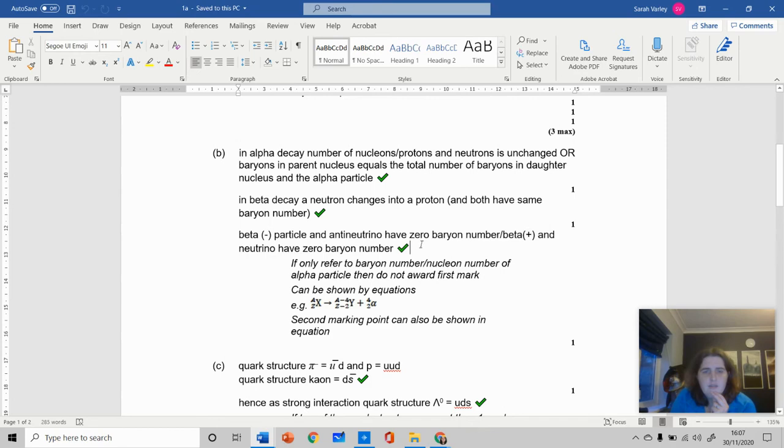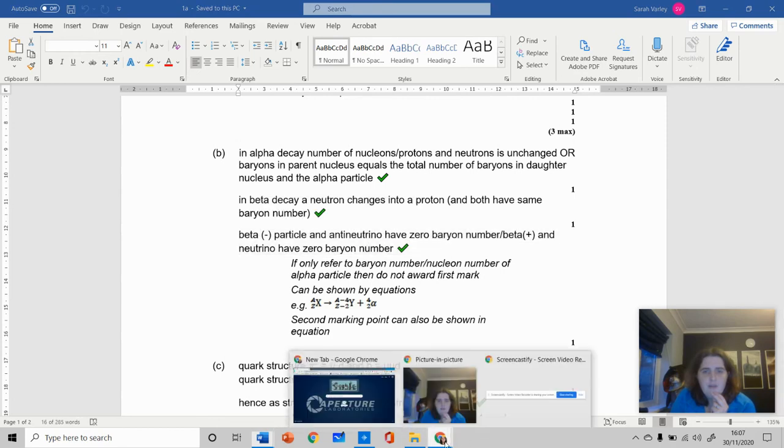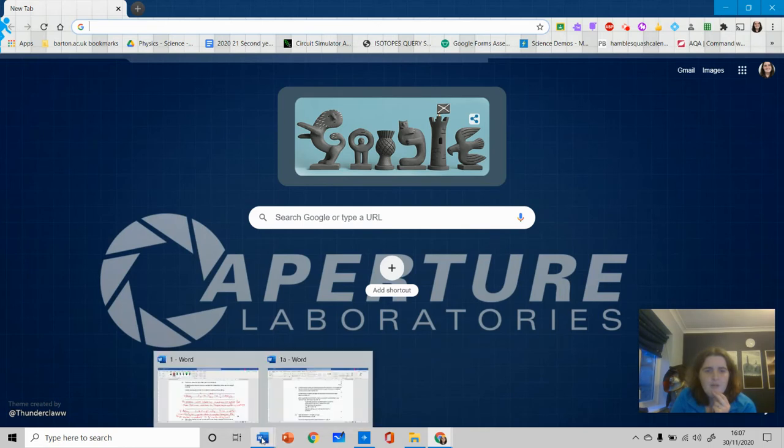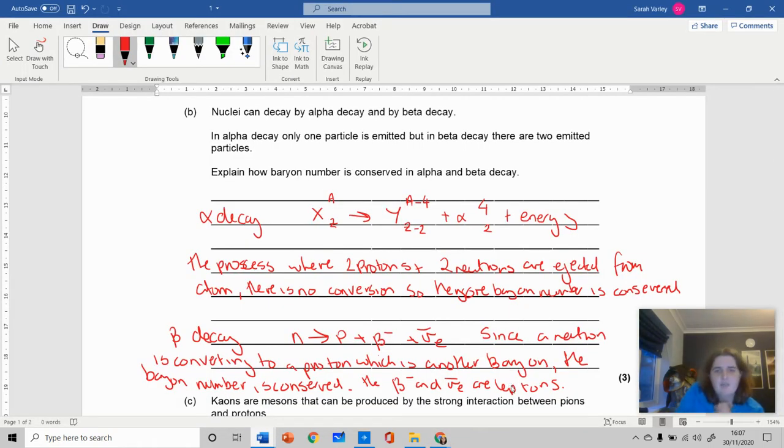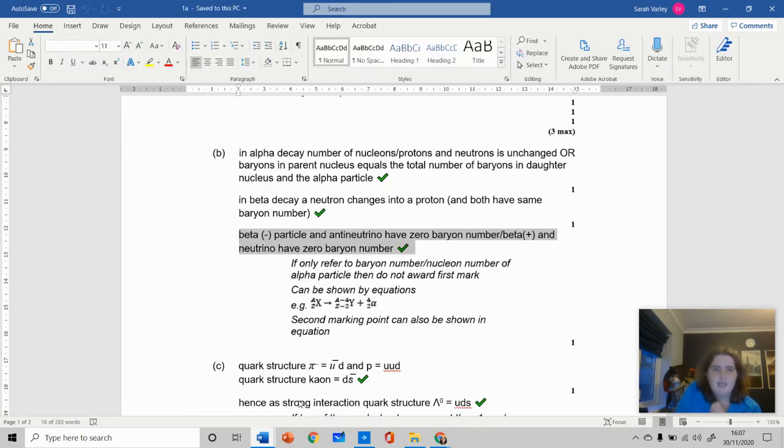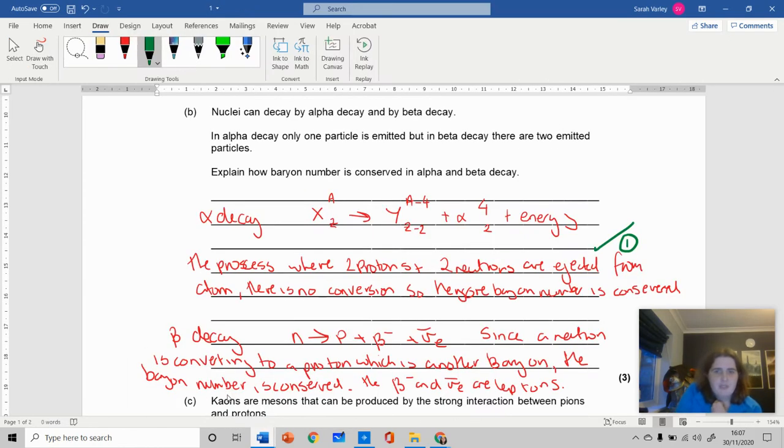Beta particle, neutron have 0 baryon number here. So have a look at my answers here. You see that I've mentioned this process where 2 protons are ejected. There is no conversion, therefore the baryon number is conserved. That will give me a mark, because I've mentioned, if we look at the mark scheme here, that in alpha decay the number is unchanged, or the total number of baryons. And so I'm saying here in beta decay, a neutron changes into a proton. So in beta decay, since a neutron is converted to a proton, which is a baryon, the baryon number is conserved. And the beta particles are leptons. So I've mentioned the fact that, of course, they would have no baryon number at all.